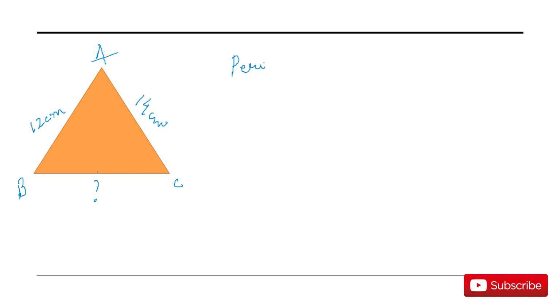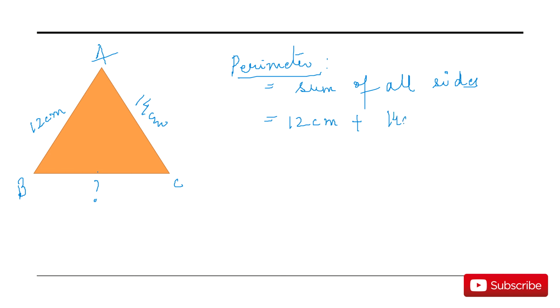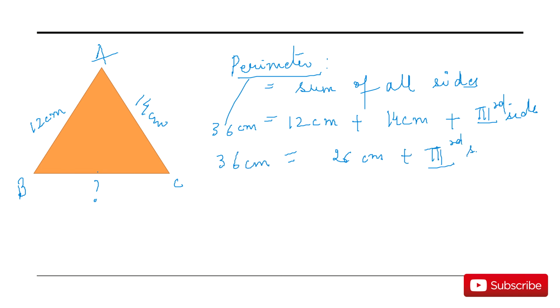First make a triangle and label all the parts. The perimeter is the sum of all sides. That means 12 centimeters plus 14 centimeters plus the third side, which I don't know, so let me just write down third side. But we know the value of the perimeter, that is 36 centimeters. So 12 plus 14 is 26 centimeters. 36 centimeters equals 26 centimeters plus the third side.